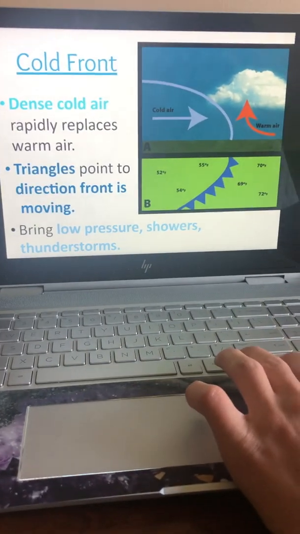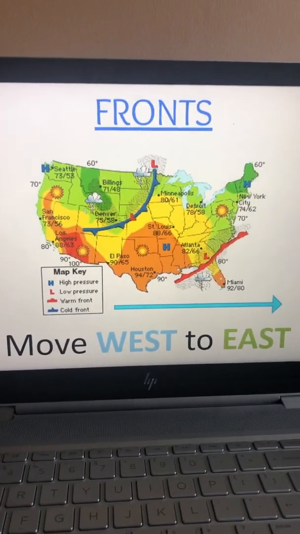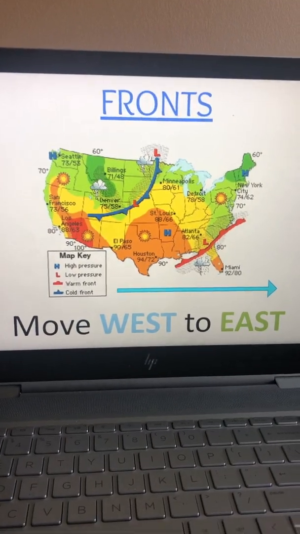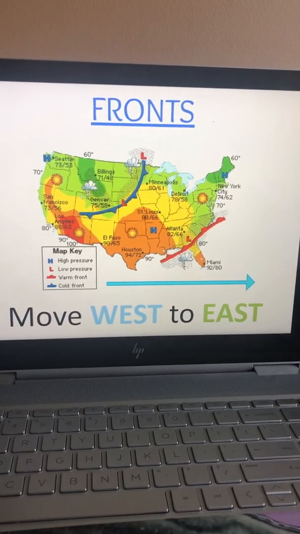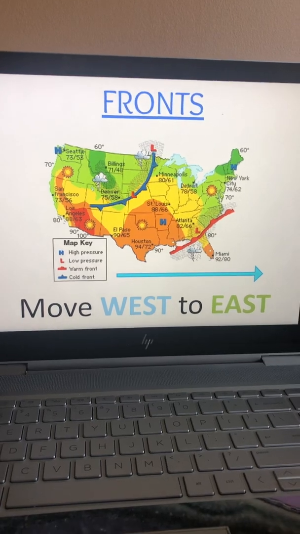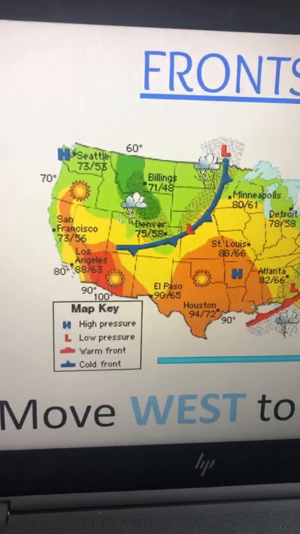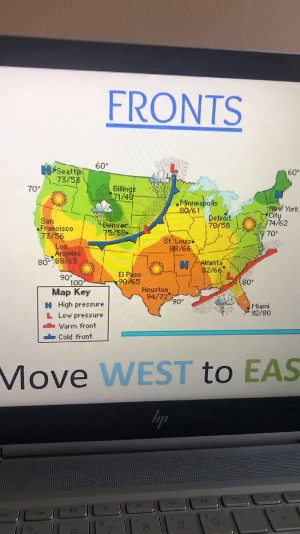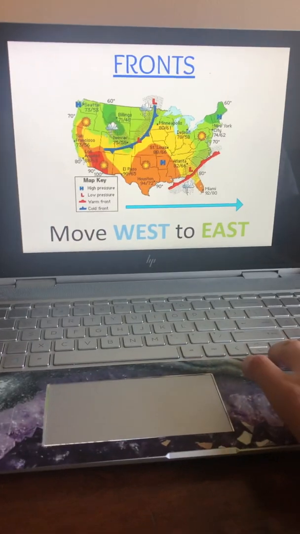So if we look, I'll go back to that weather map for a minute. This is something that you would need to do for your project, but obviously it wouldn't be a weather map of the United States. It would be of the land that you have created, the new civilization, and you would put a key on there, and you would give the forecast, and you would do highs and lows, and warm fronts and cold fronts. Those are the 2 that we're really going to talk about.